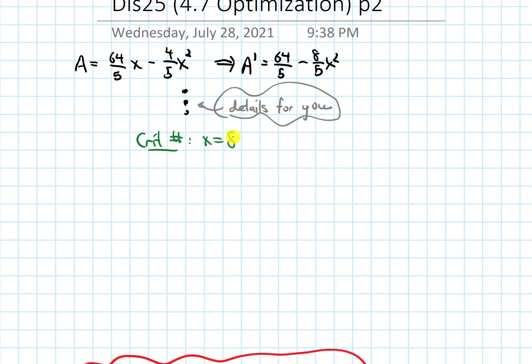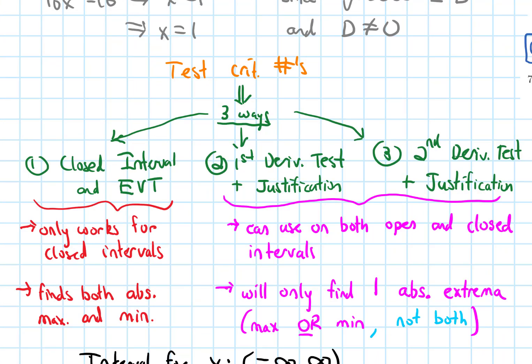It turns out that our critical number, there's just one here, ends up being x equals 8. Now I have to test this critical number to see if it corresponds to a max or a min. And in the previous video, we saw that there are 3 ways to do that. If our interval is a closed interval, we could use the closed interval method. Or we could also use the first derivative test plus some justification, or the second derivative test plus some justification.